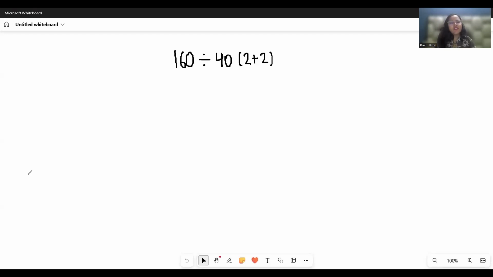So we have given 160 divided by 40(2 + 2). So let's solve this. In this type of question, we have to follow certain rules to get the correct answer always.